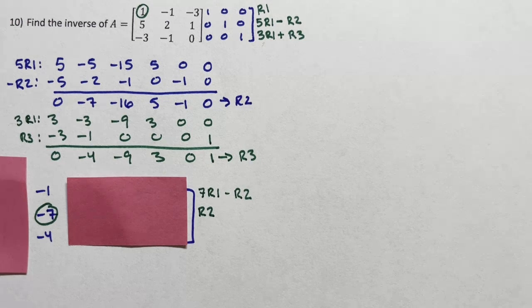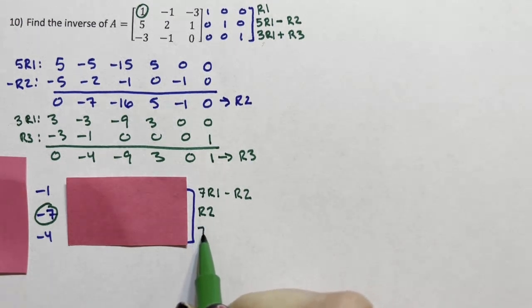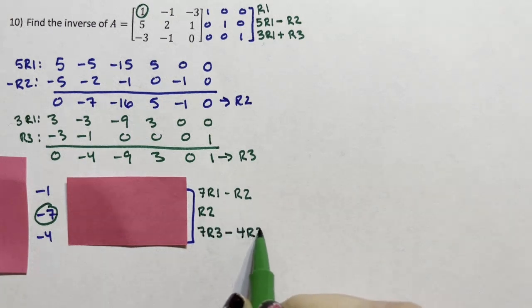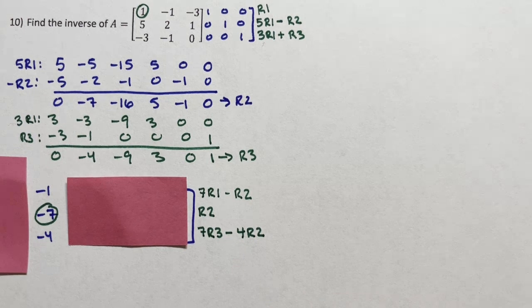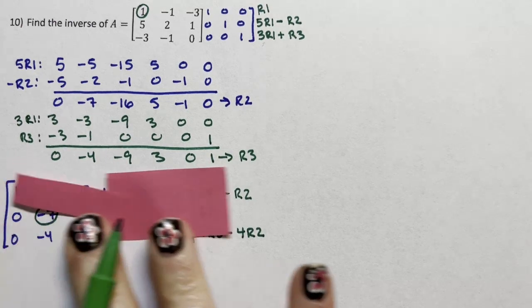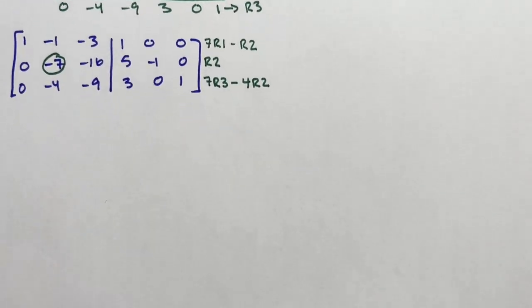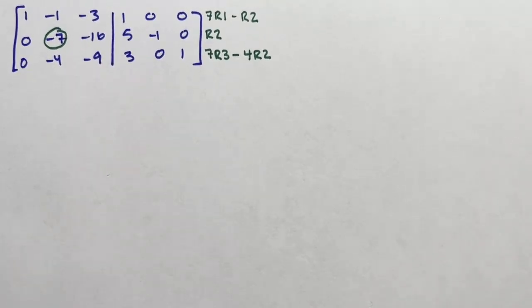To get rid of that -4, I am going to do 7 times row 3 minus 4 times row 2. I subtract because the signs are the same, so I just brought that 7 down to row 3 and the 4 up to row 2, and I will get a 0. Okay, so that is my mappings, that is my plan, that is what I'm going to do, and this is now the only matrix I care about. Okay, there we go.